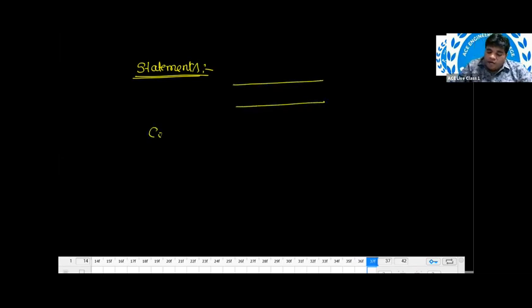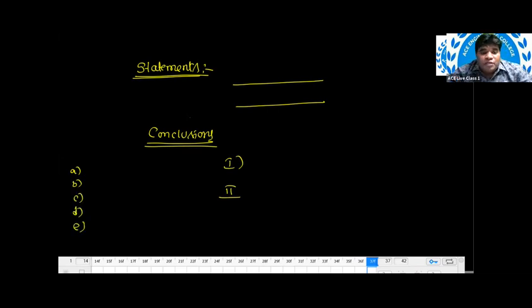Here is the question format. Statements are given like this. 2 statements given. Conclusions: 2 conclusions given. We have 5 options, A, B, C, D, E. The GATE examination has only 4 options, but in material, 5 options. In banking examinations and any other competitive examination, we have 5 options.